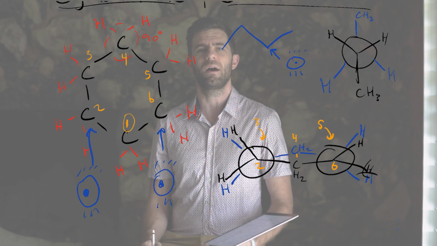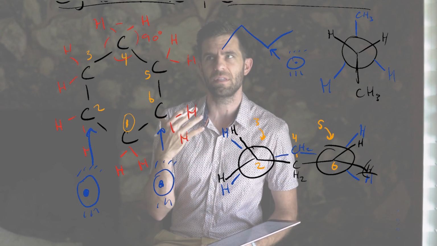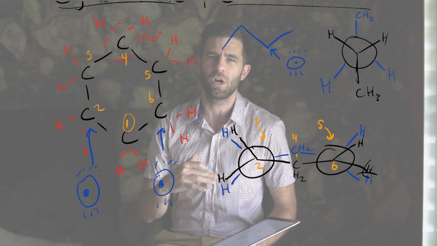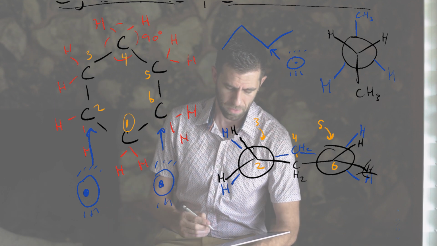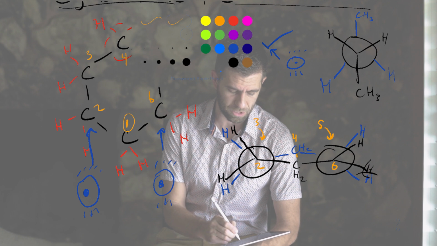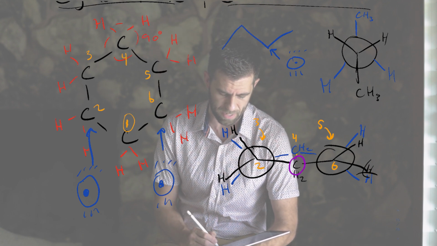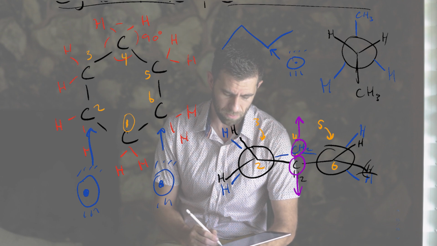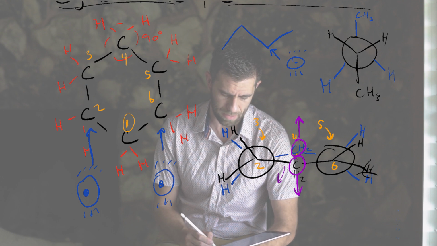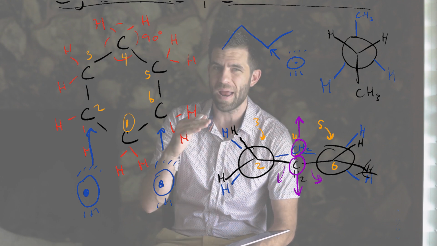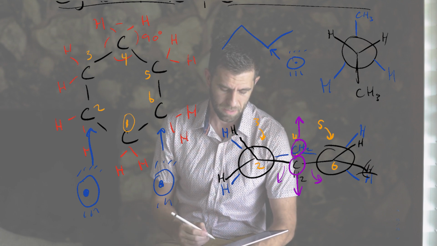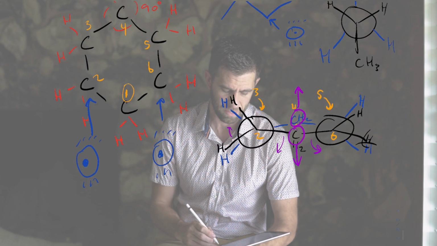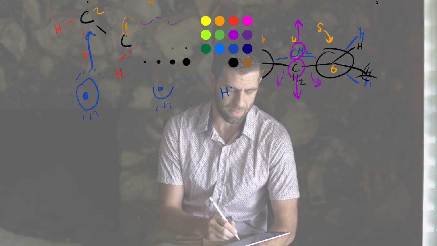Now, as we noticed, these eclipsed things are not good, they're very high energy. What if we wanted to go to a staggered position? Well, to do that, let's just take this carbon and move it down, and this carbon and move it up. As we move this carbon down like this, we're sort of bending everything in this way, and what that's going to do is rotate all of this. So let's go ahead and redraw that.